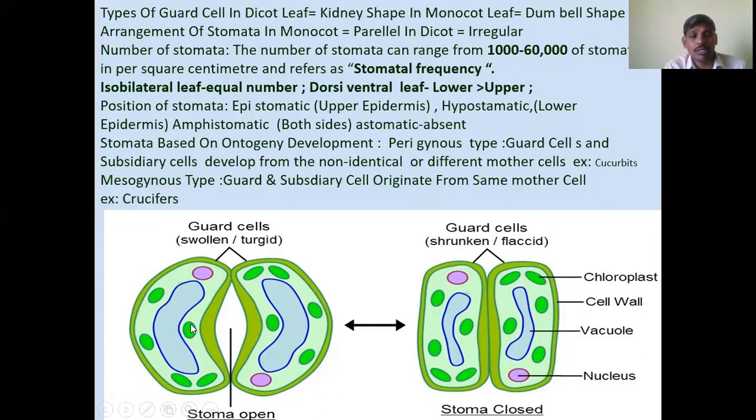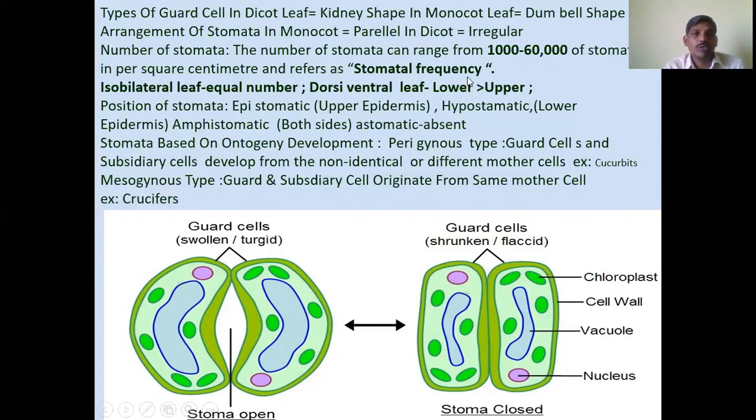These two guard cells contain plastids, a prominent nucleus and vacuolated protoplasm. These stomata are arranged in the epidermal layers of the leaf. The arrangement of stomata in monocots is parallel, in dicots it is irregular. The stomata are exactly parallel to the epidermal cells in monocots, but in dicots it is irregular.